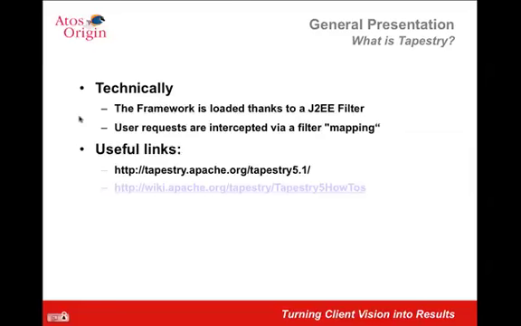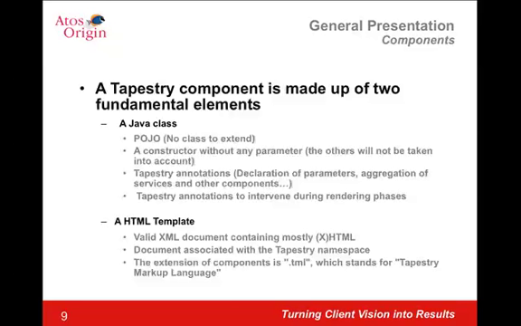What is Tapestry, technically speaking? It is a servlet filter. We will have to declare this filter in your web.xml file and create the mapping. A component is made up of a Java class and an HTML template. The Java class is a plain old Java object. You will use annotations to describe how the component has to be. Your template file is a valid XML document. We cannot use a not well-formed HTML template because it will not be parsed and Tapestry will throw an error.